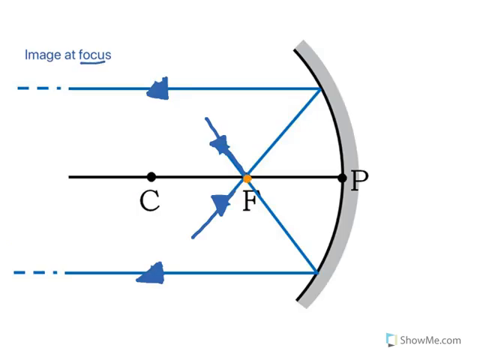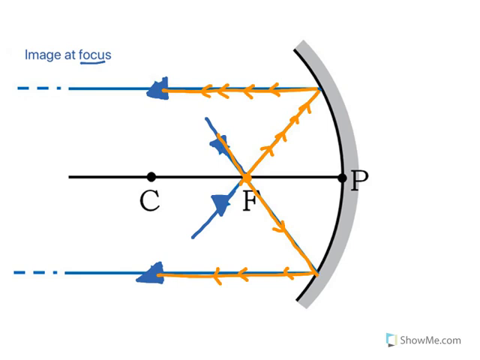Image at focus. So here the object is kept at the focus. So the rays that emerge through the focus after reflection, they go parallel. So this ray will go coming to the focus, after reflection it goes parallel. And here two rays that are passing through the focus, after reflection will go parallel.